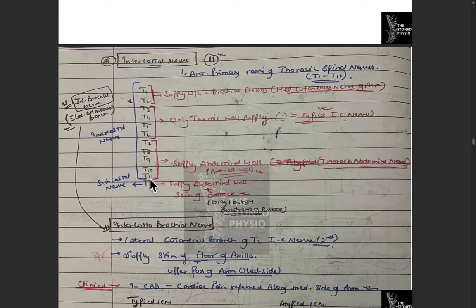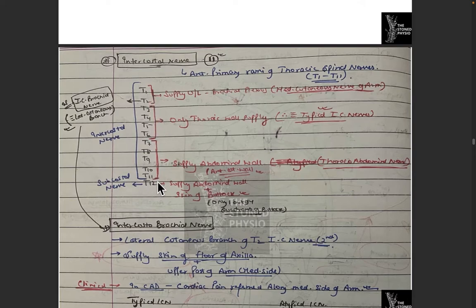Just notice that we are not talking about T12. Why? Because T12 is not related to intercostal nerves. It is a separate nerve, and it supplies only the abdominal region. So here we can see the T12 nerve root, that is the subcostal nerve, that supplies the abdominal wall, and along with that supplies the skin of the buttock. But we can see that T12 is not part of the intercostal nerves.